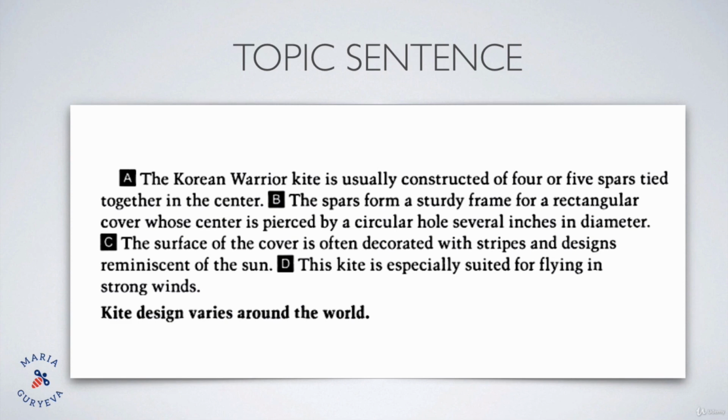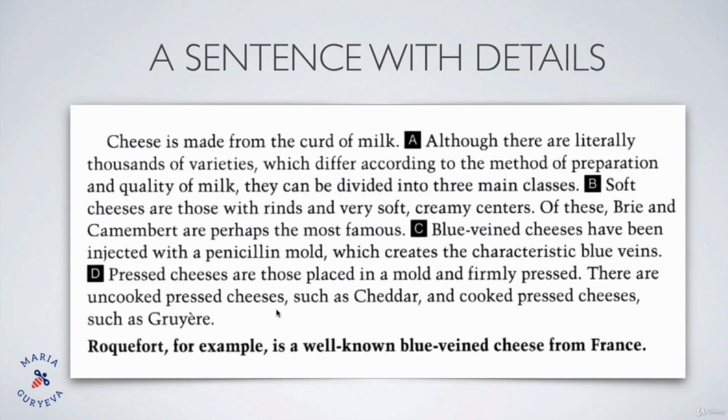All right, let's go next. Sometimes there is a sentence with a specific detail, so we need to read the paragraph and know where is the best place of this sentence. All right, for example, "Roquefort, for example, is a well-known blue vein cheese from France." Okay, so we have an example here. We have an example transition, for example. It's pretty easy. So we have a sentence that introduces an example. So we need to know where is the best place to put this specific example.